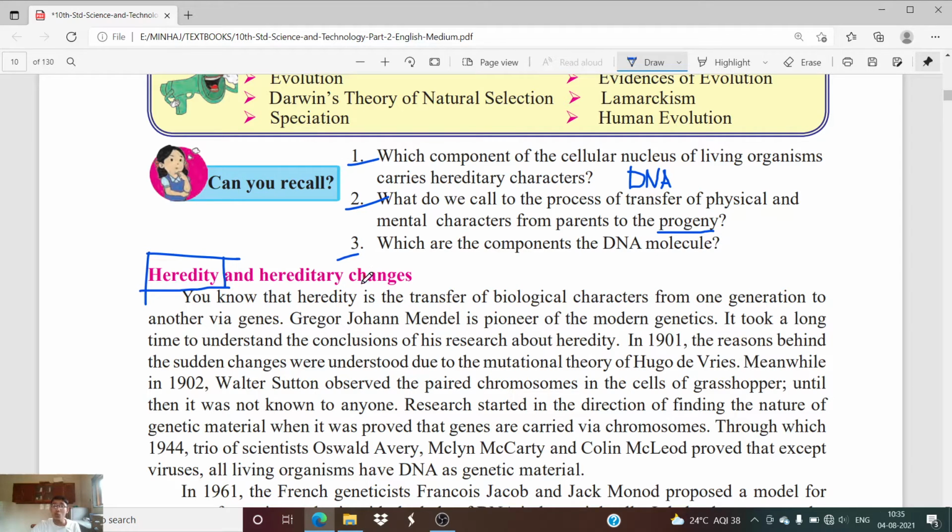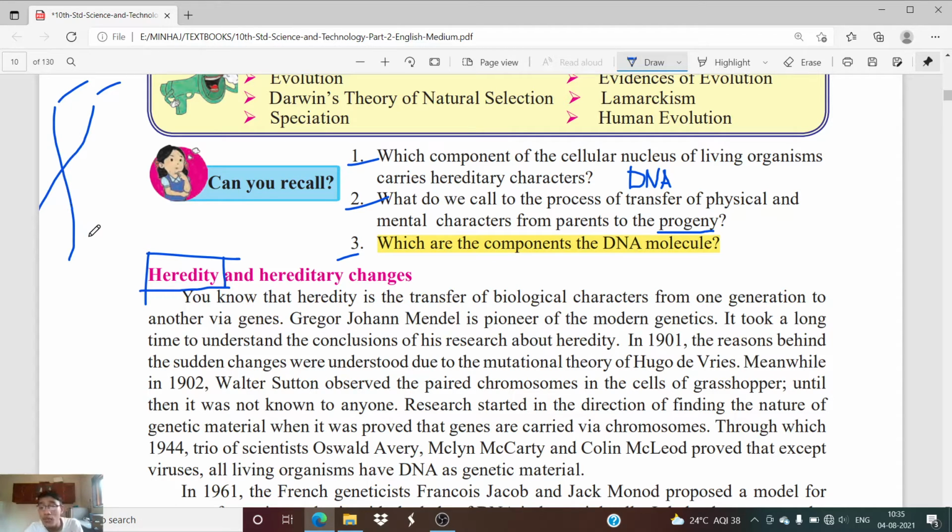Then the third question, which is again a very important question, mark this as important. Which are the components in the DNA molecule? DNA is made up of double-stranded sugar, like thread. This is the structure of DNA. There are two strands made up of sugar, and in between these two strands there are four more components of the DNA.